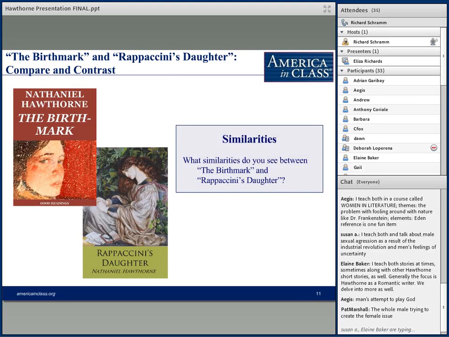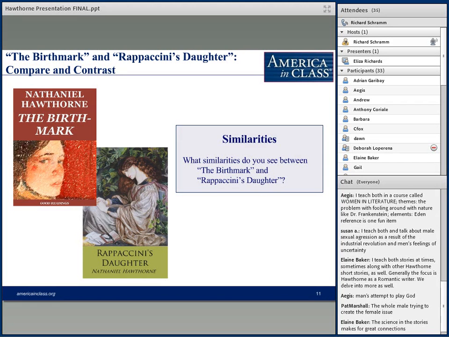The whole male trying to create the female issue. Yes, trying to create a woman, the woman of your dreams, so to speak, or nightmares, whatever the case may be. Let's hear one more, and then we'll move on to the similarities. We've identified, let's see. Okay. All right, there we go. Science in the stories makes for great connections. It does. Indeed it does.